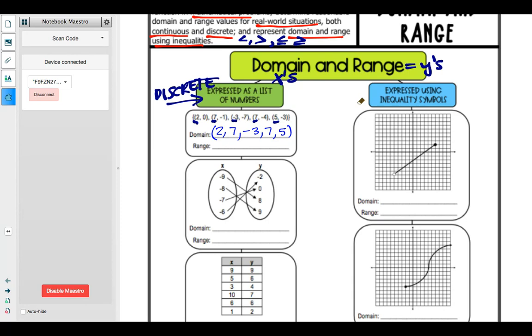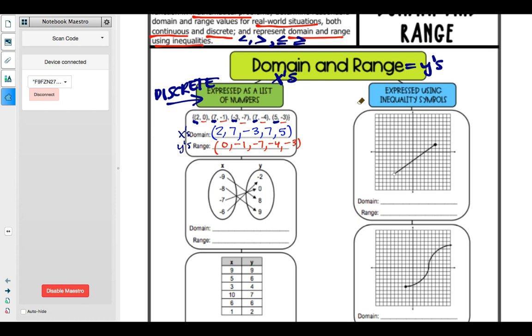Range is going to be my y values. So I have 0, -1, -7, -4, and -3. So again, we are going to just list them. So domain was our x values, and I might write that out here. And range is our y's. And this would be representing a discrete function. So the easiest way to remember discrete is that it can be counted.